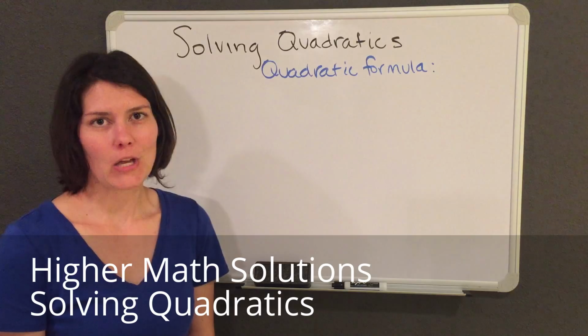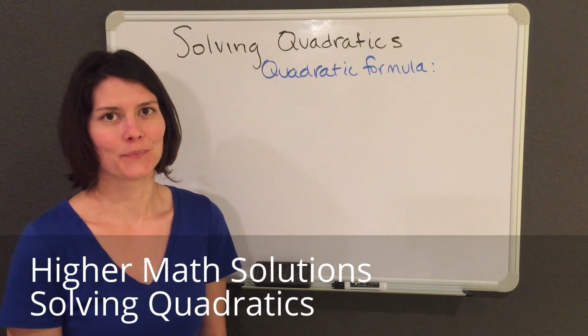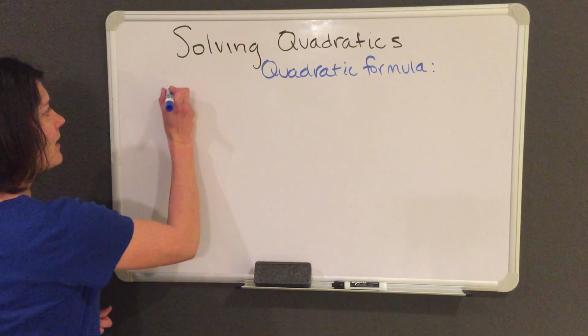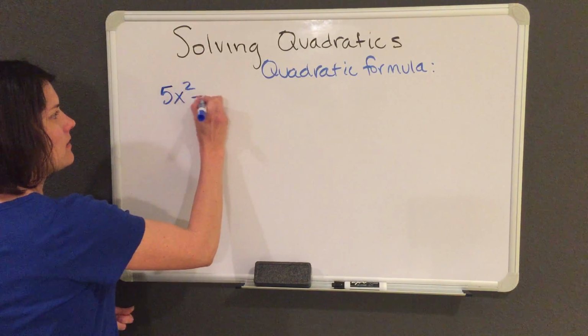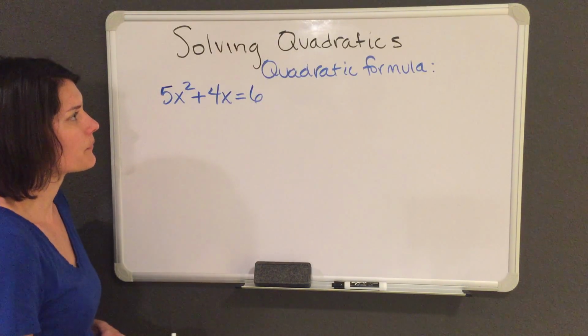This video tutorial will go over how to solve quadratic equations using the quadratic formula. Here is our example. 5x squared plus 4x equals 6.